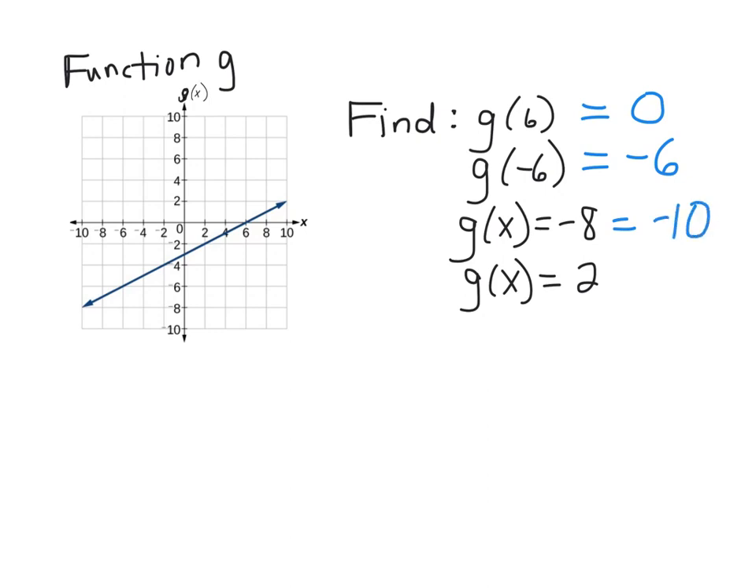And then our very last one, again, they gave us our y equals, so I'm going to go on my y-axis to where y equals 2, and I'm going to go out to my graph and see what my x value is. And my x value is +10. So I'm going to write +10. And that's how to read function notation off of a graph.